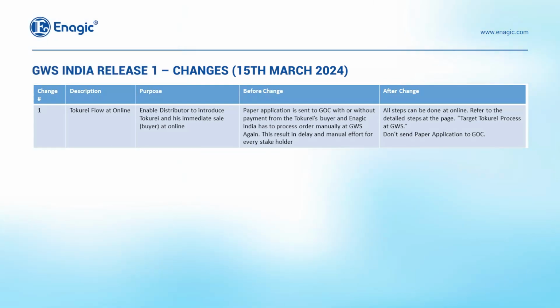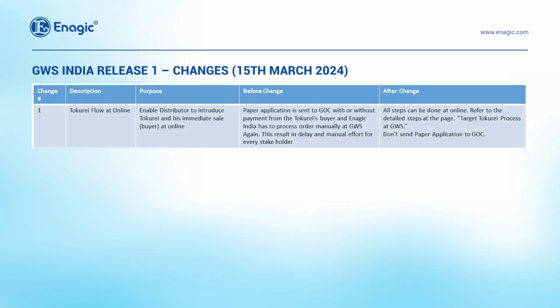Before change, paper application is sent to GOC with or without payment from the Tokure's buyer, and ENAGIC India has to process the order manually at GWS again. This results in delay and manual effort for every stakeholder. After change, all steps can be done at online. Refer to the detailed steps at the page.